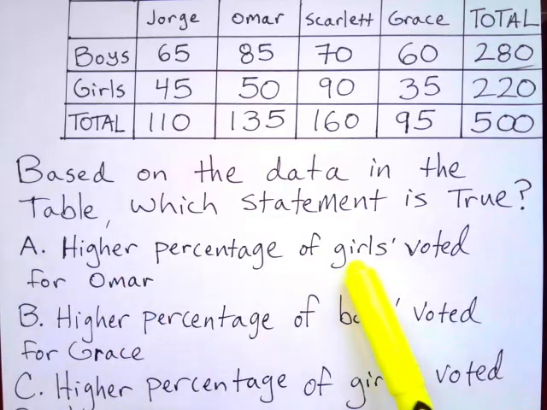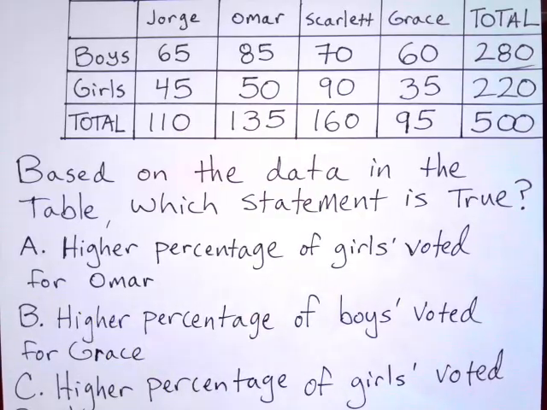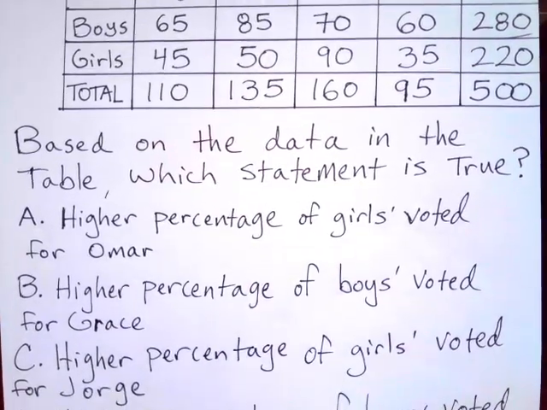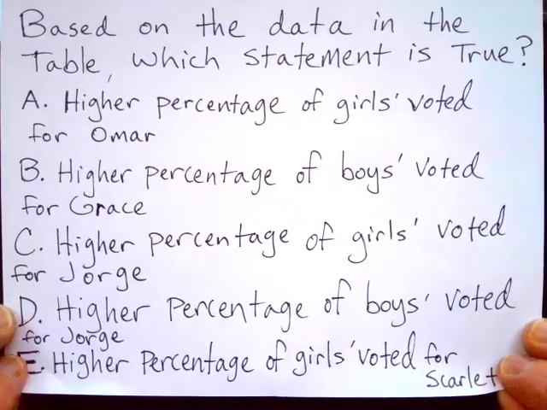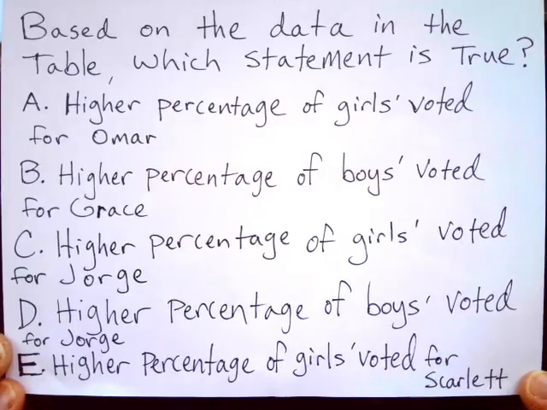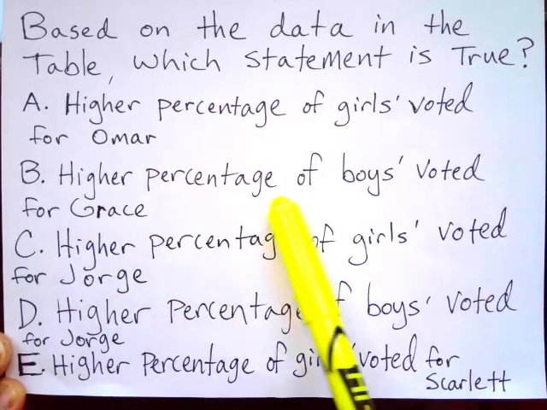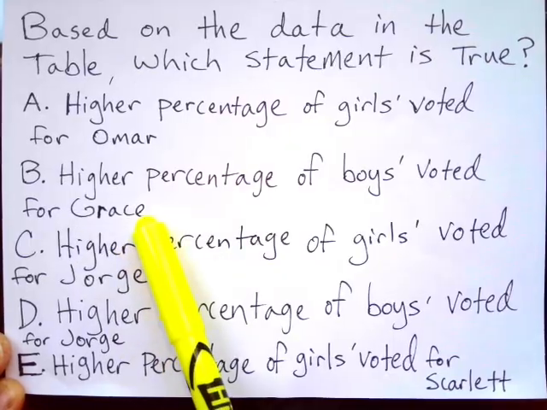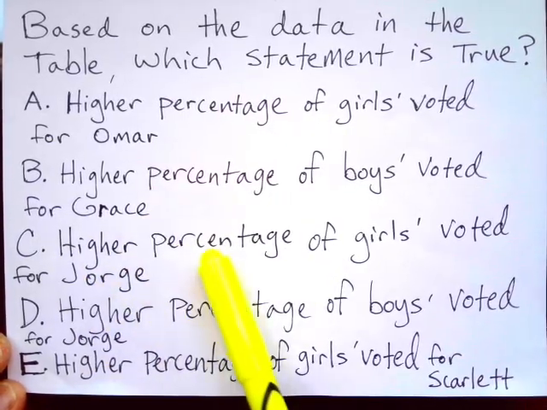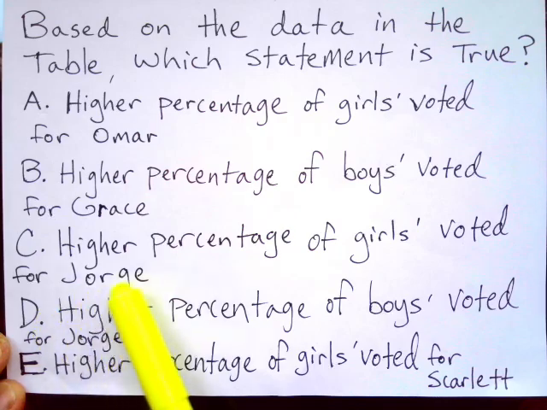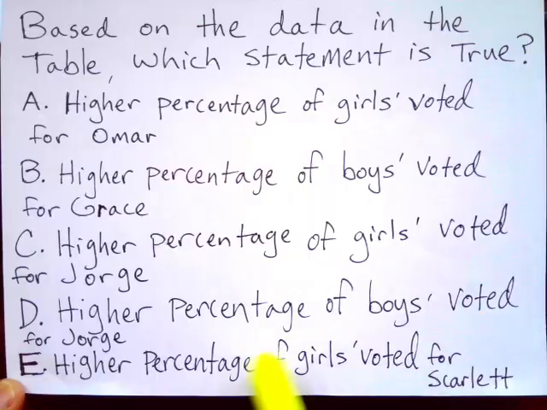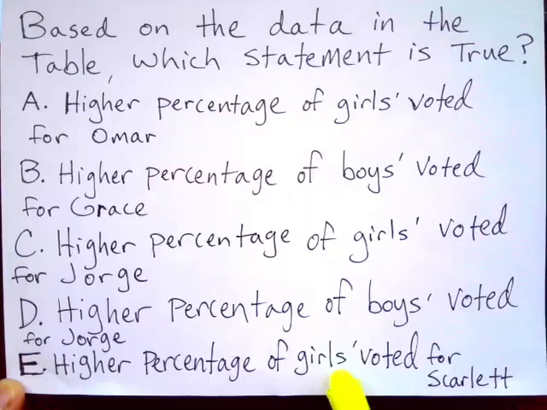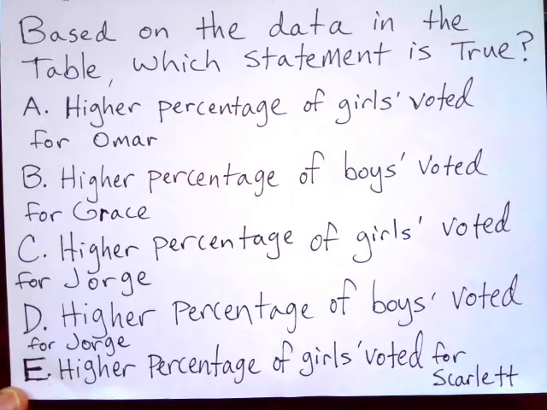A, a higher percentage of girls voted for Omar. B, I'm going to raise this up because we're not interested in answering the question at this point. I'm just going to introduce the question. B, a higher percentage of boys voted for Grace. C, a higher percentage of girls voted for Jorge. D, a higher percentage of boys voted for Jorge. Or E, a higher percentage of girls voted for Scarlett.